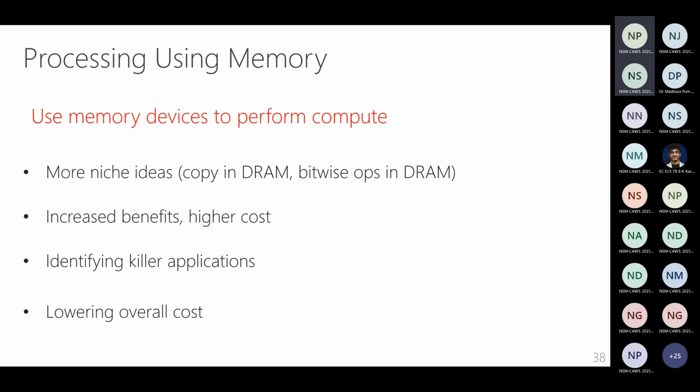These ideas essentially provide significantly better benefits in terms of bandwidth in completing these operations, but at a higher cost, right? We are going to change the underlying operation, or introduce new structures maybe inside of the memory architecture. The key goal here would be to identify killer applications, applications that can significantly benefit from such ideas, and then lower the overall cost.